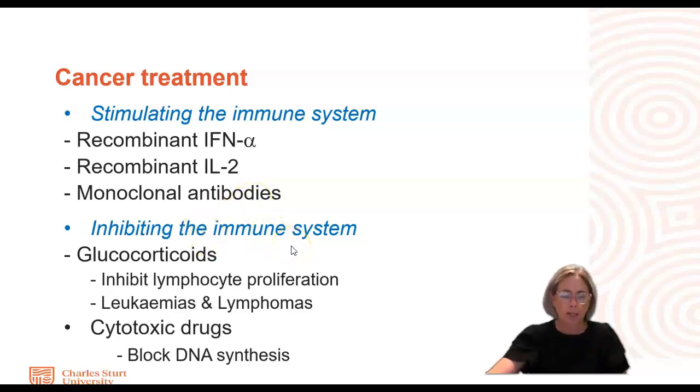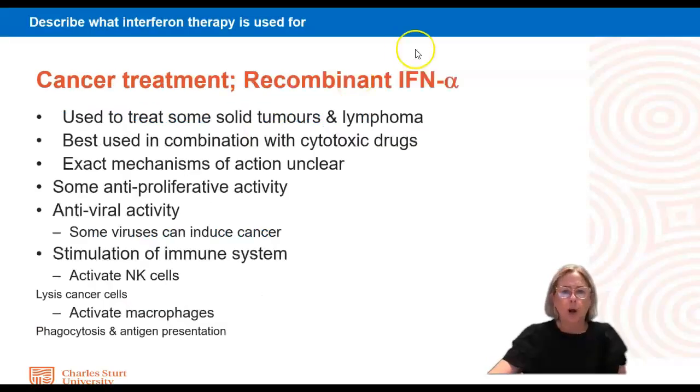Inhibiting the immune system, we've already spoken about it through glucocorticoid therapy, and that can be useful for leukemias and lymphomas, and also those cytotoxic drugs that block DNA synthesis such as azathioprine and therefore kill proliferating cells. So recombinant interferon alpha in cancer treatment can be used to treat some solid tumors and lymphoma. It's best used in combination with those cytotoxic drugs such as azathioprine, and it's shown that its anti-proliferative effect may enhance the effect of the cytotoxic drugs. However, the exact mechanism of action is still unclear.